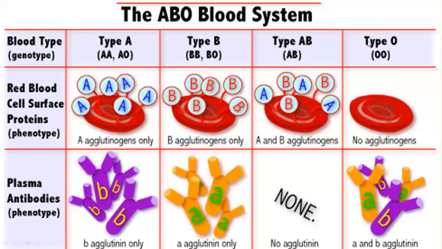For a person to have type O, they need to inherit both genes, from father and mother, which are O. So an O gene from the mother and an O gene from the father, so that they are both recessive. And then the end result is the H antigen. This H antigen is not considered an antigen because it doesn't trigger an immune response. So it's as good as having no agglutinogen.